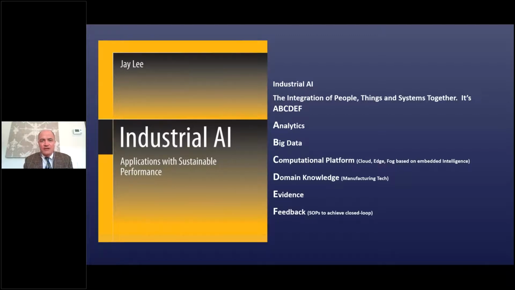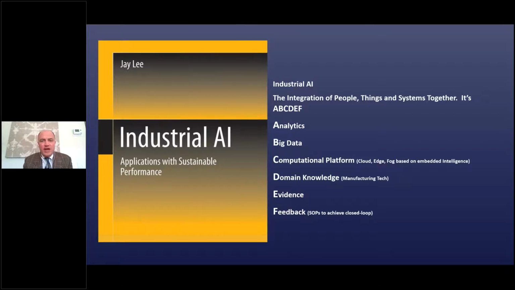We now have more data produced every year than in the last 5,000 years of human history. It's just absolutely incredible how much data we're producing. Computational platforms, we'll talk about those a little bit later. Domain knowledge, which is our understanding of manufacturing systems, powder coat systems, paint lines, those types of things. Evidence, so our experience in viewing and seeing what happens when we change variables on a manufacturing line and what that does to our yield, to our quality, to our throughput.